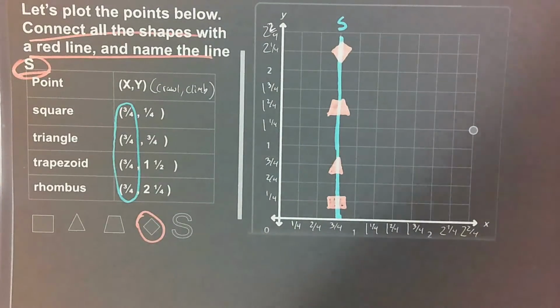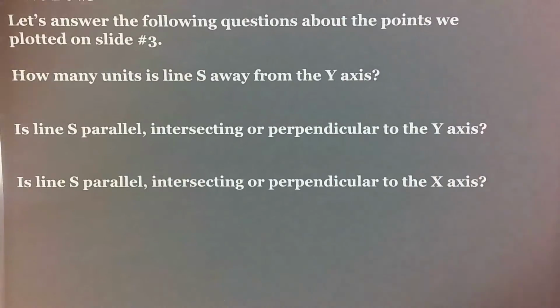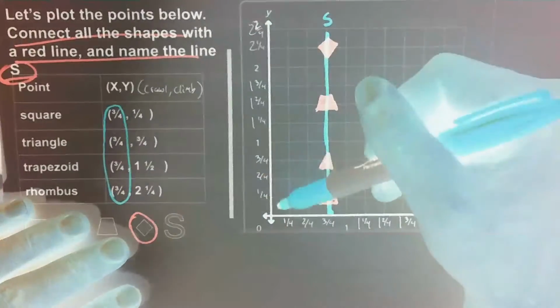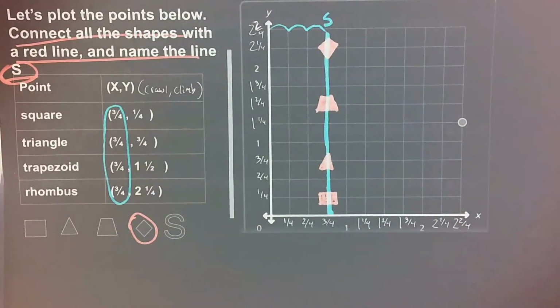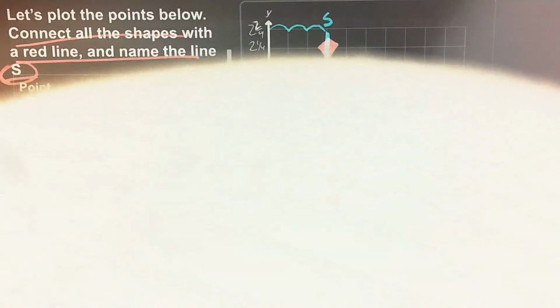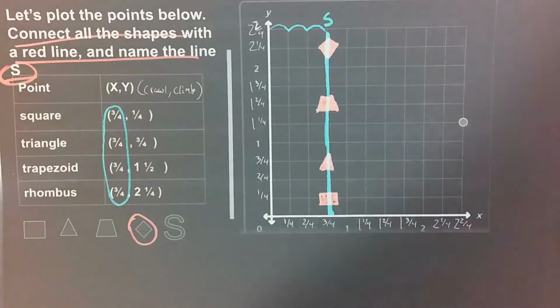Now, just like yesterday, we do number 3 is going to be asking us questions about the points in line that we created on we do number 2. Question 1, how many units is line S away from the y-axis? Well, here's my y-axis. Here's line S, so it must be 1, 2, 3 units away. So my answer must be 3. Students, do you agree or disagree? Am I 3 units away from the y-axis at line S? What do we think?